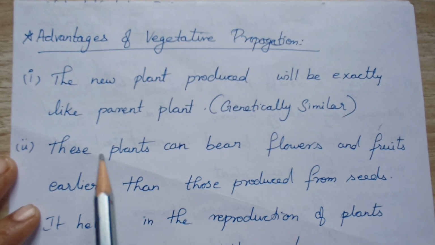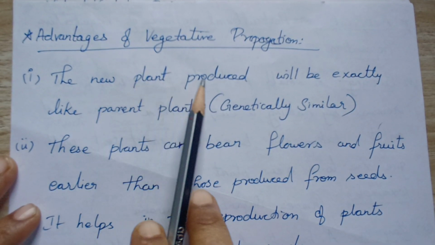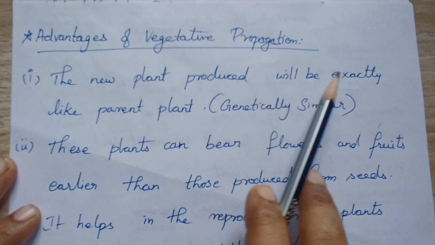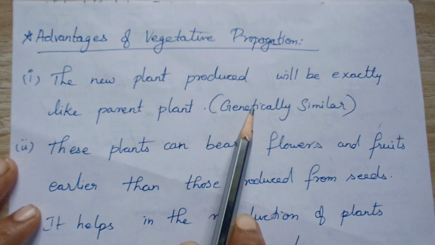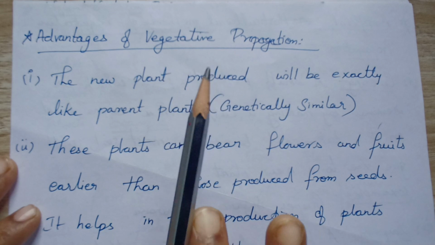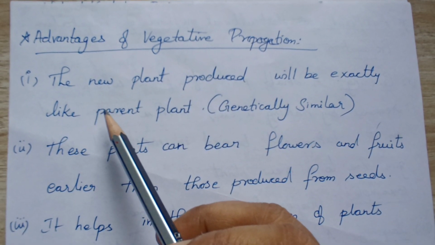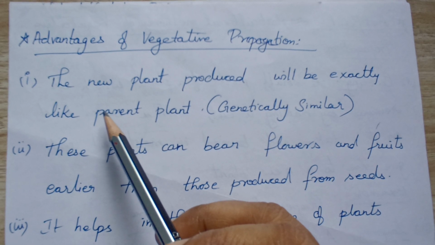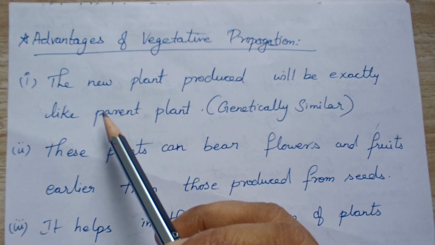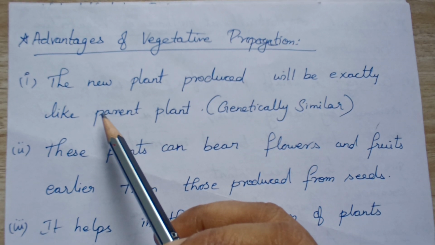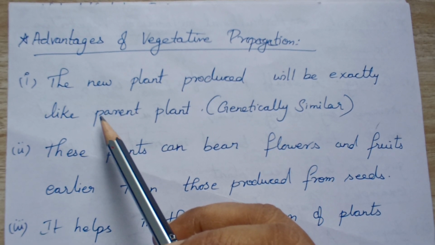One advantage is that the new plant produced will be exactly like the parent plant. That is, these two plants are genetically similar. If a mango tree is giving a very sweet mango, you can take the stem and grow it as a new plant, and it will give the same genetically similar type of mango tree with the tastiest fruit.